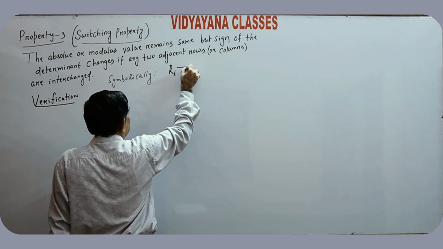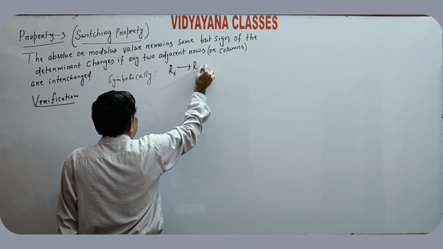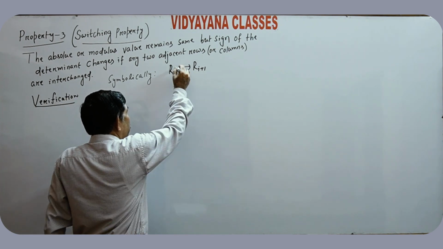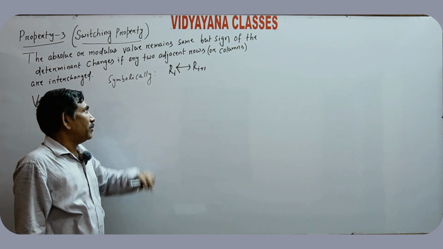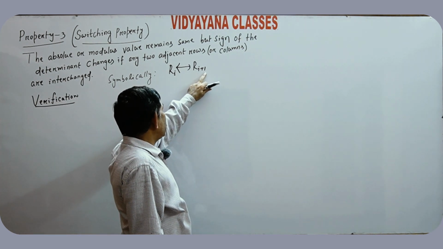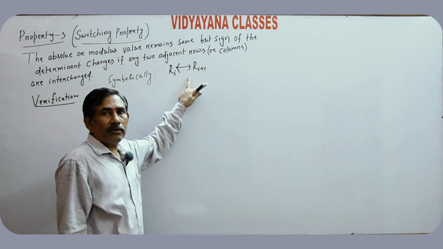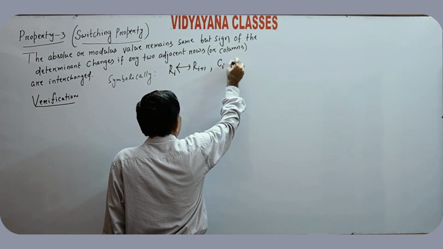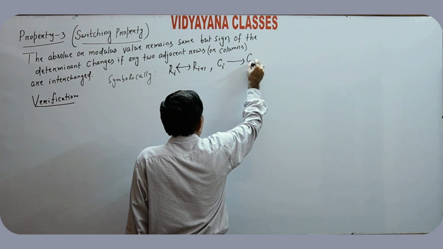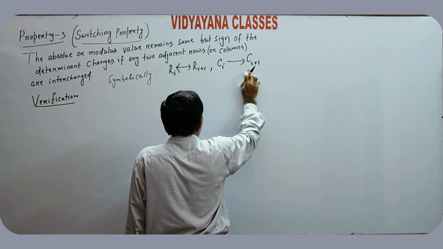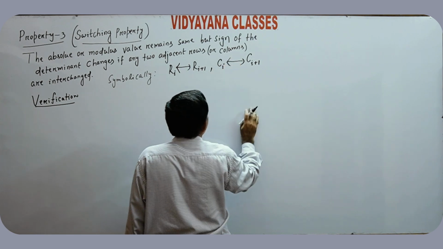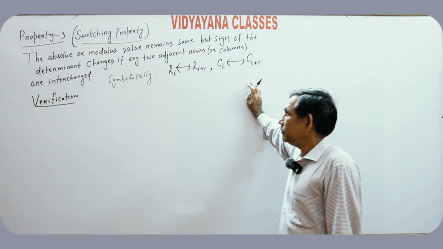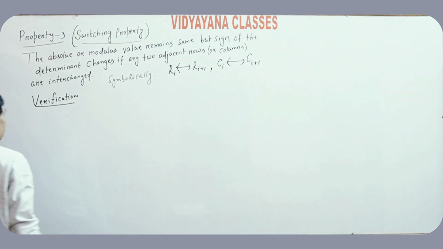ith row replaced by I plus 1 row, and I plus 1th row is replaced by ith row. Ri and R I plus 1 are two adjacent rows. Similarly, ith column is replaced by I plus 1th column, and I plus 1th column is replaced by ith column. This and this are two adjacent columns. Verification.